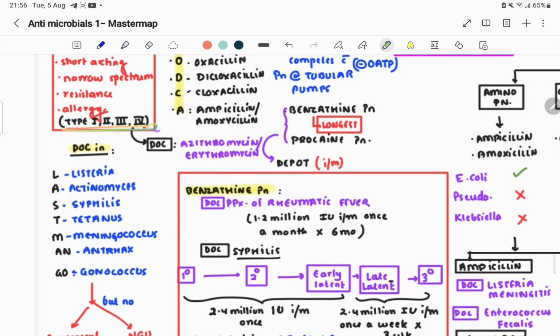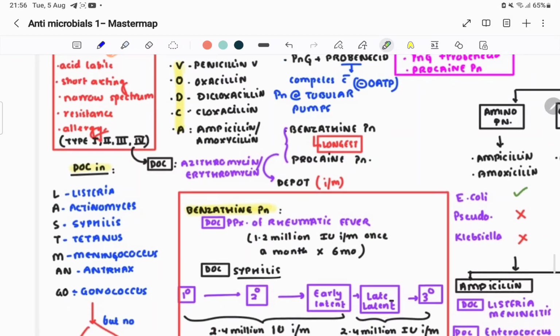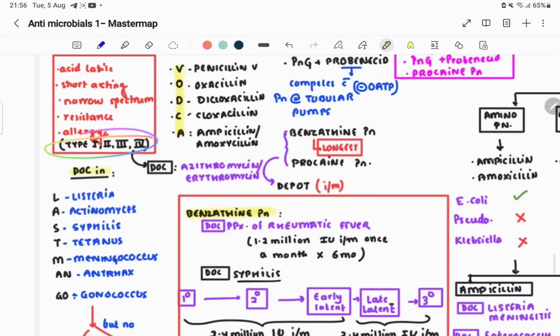All types of allergy, type 1, type 2, type 3, type 4, all types of hypersensitivity reaction are caused by penicillin G, right? And for this allergy you can give azithromycin. Okay.